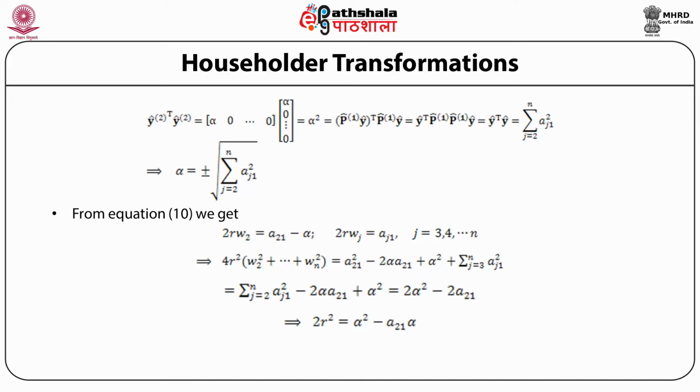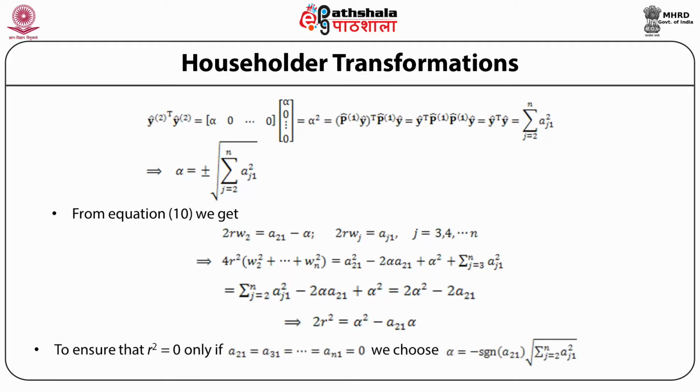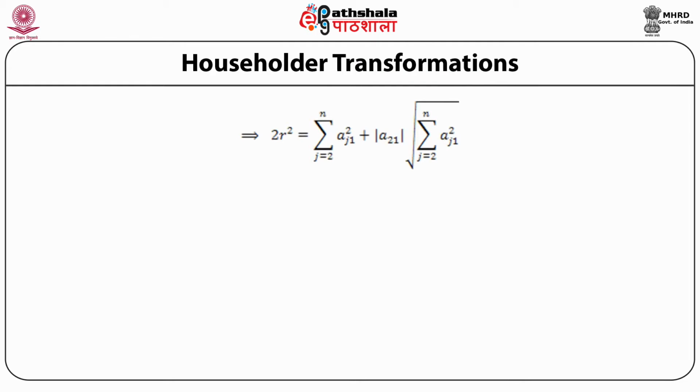This implies that 2r square equals alpha square minus a21 alpha. To ensure that r square is not equal to 0, unless a21 equals a31 equals an1 equals 0, we choose alpha equals minus sgn a21 into the square root of summation j equals 2 to n aj1 square. 2r square equals summation j equals 2 to n aj1 square plus mod of a21 into the square root of summation j equals 2 to n aj1 square.